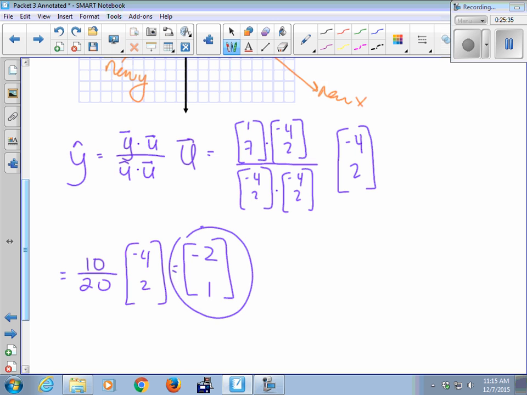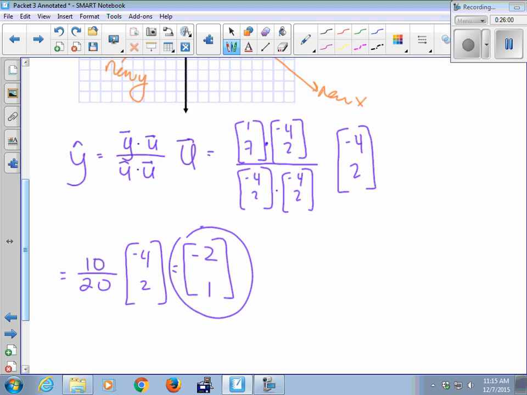Because if I put it on the top, it looks like a dot product, right? I could put it on the top, that would be fine, but you just have to be really clear that this is a dot product, and this is a scalar times a vector. So I put it over here just to be really clear that there's no dot there.